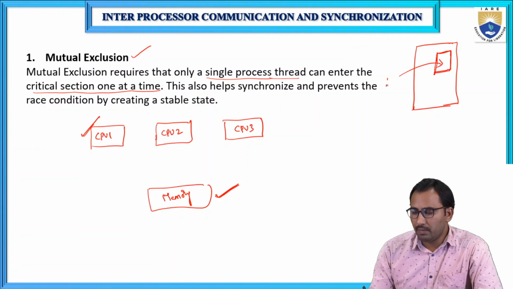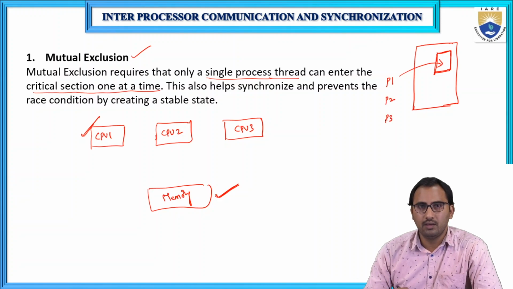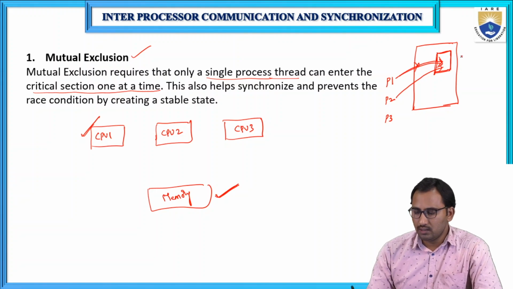Suppose you have multiple processes, P1, P2, P3. Like that, three processes are there. These three processes cannot enter into the critical section at the same time. They can access it only one after another. Suppose P1 entered into the critical section; after P1 released or came out of this critical section, then only P2 can enter into the critical section. This has happened because of mutual exclusion.